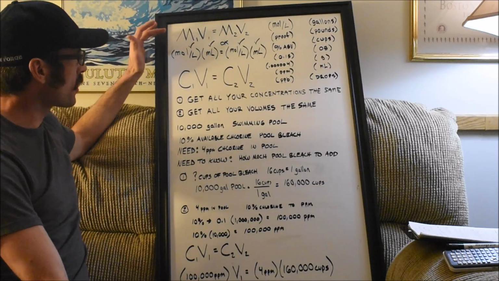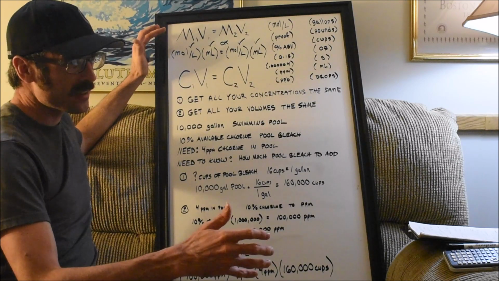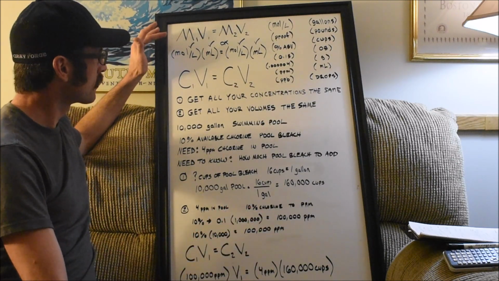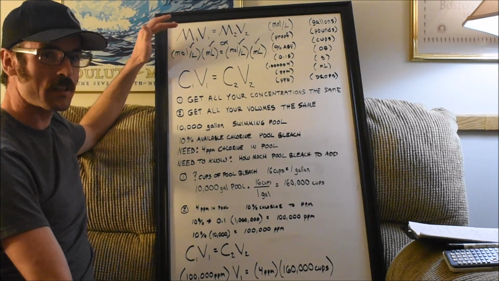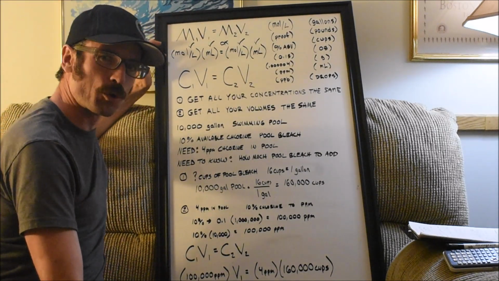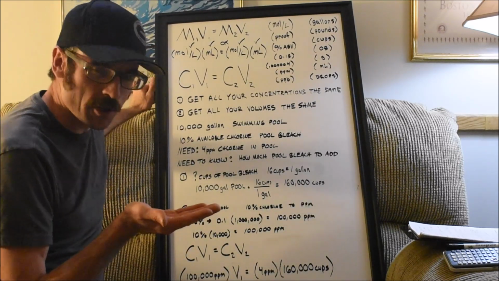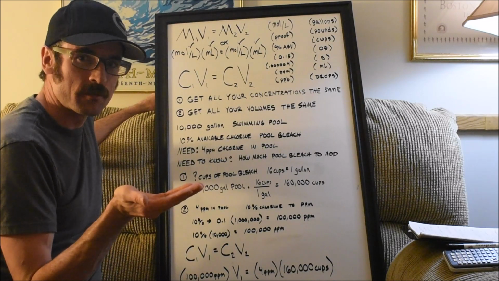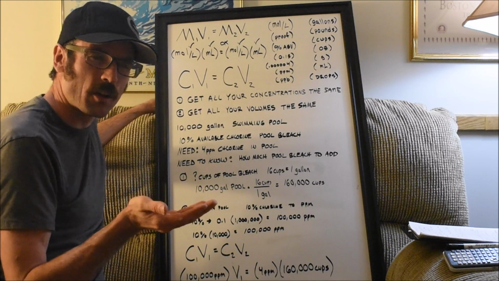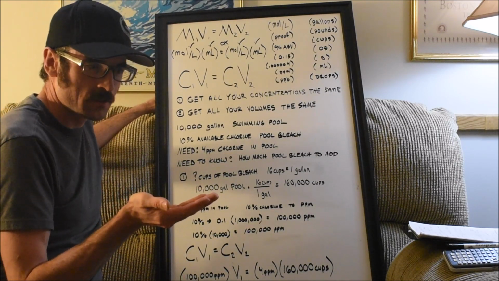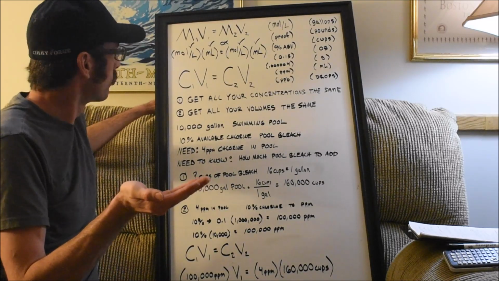Now, this equation up here, M1V1 equals M2V2, it's like the golden equation for chemists. It takes concentration, M, and volume, V. Concentration's in moles per liter. What's a mole? Well, it's a little critter that can fit in the palm of your hand. But we're talking chemistry. So what's a mole in chemistry? Well, it's a compound like sugar or salt. And 1 mole of sugar or salt, well, it'll fit in your hand.